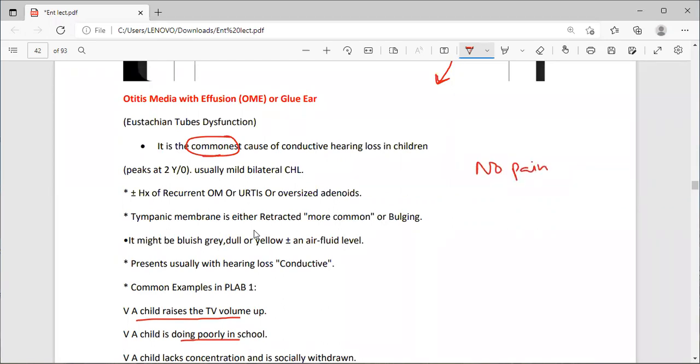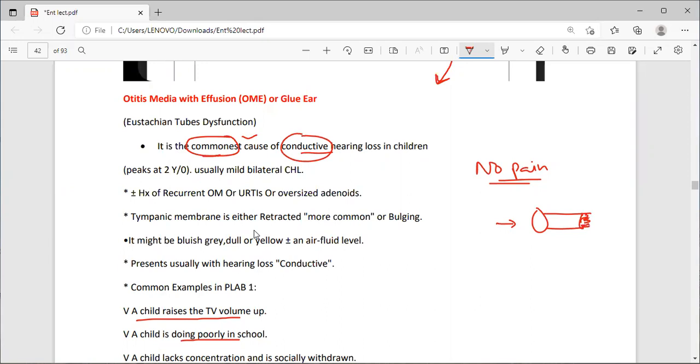because there will be no pain, okay? There will be no pain, so the patient might not know that he is having this problem. It is the commonest cause, and it is conductive hearing deafness. Why? Because air cannot pass. Why? Because there is a blockage through fluid in the middle ear.